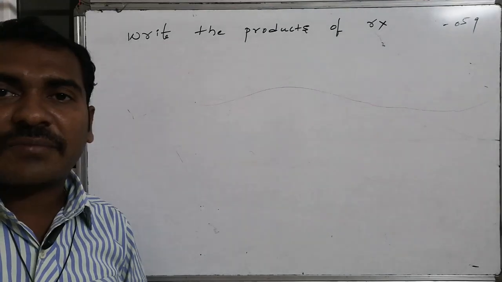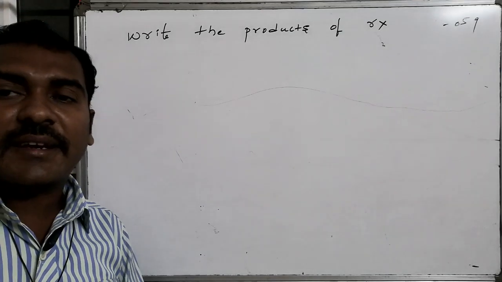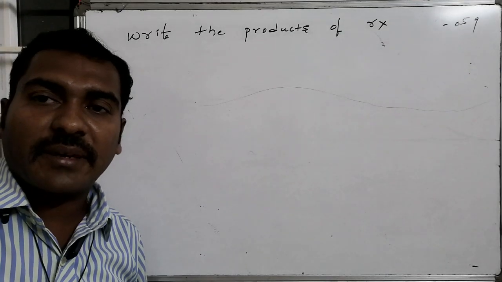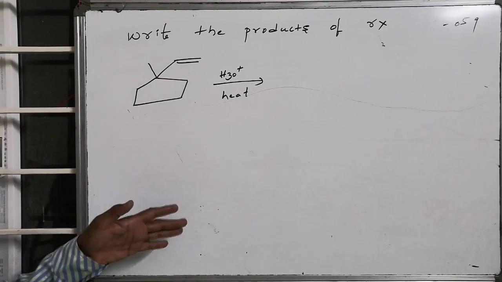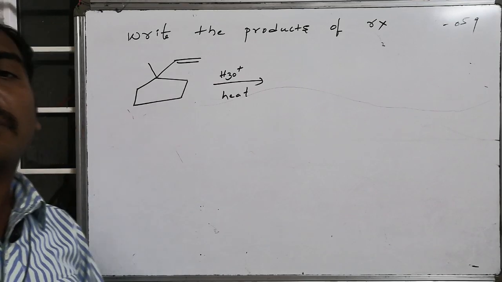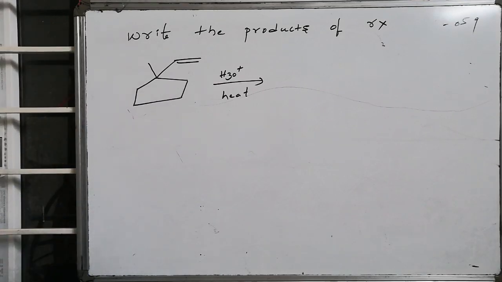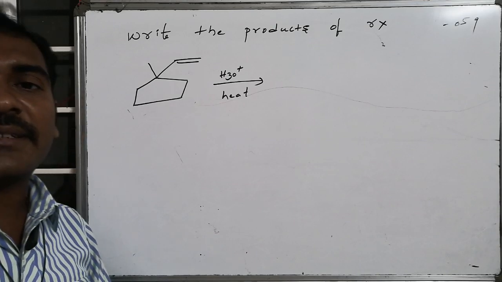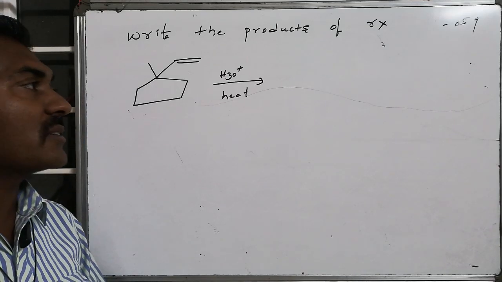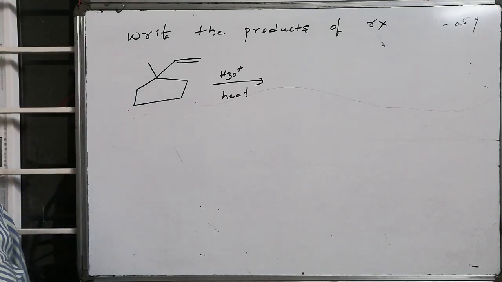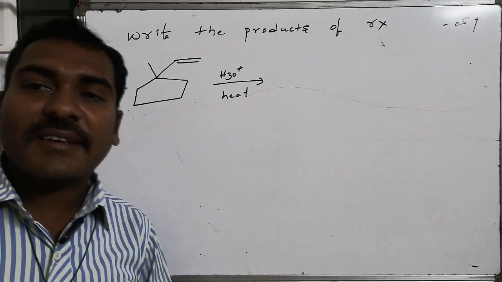Write the products of the following reaction, and the reaction related information is given. This is vinyl methyl cyclopentane on reaction with acid, that is H3O+ acidic conditions, followed by heating. You are asked to write the corresponding product. This reaction is quite an interesting reaction.